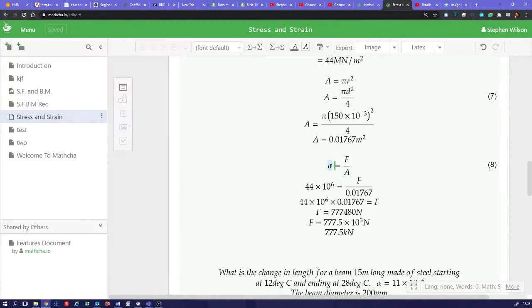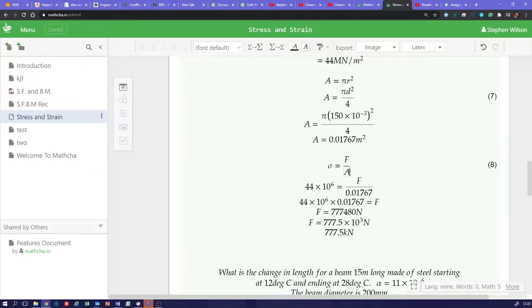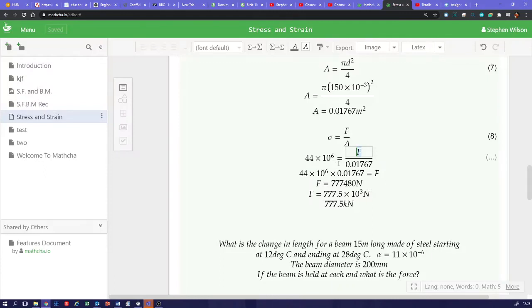So now we know our stress, as we calculated that here. We know our area, and now we can find our force. So we've put our numbers in our equation here, rearranged it here, and that gives us our final answer there. Hopefully that's clear and step by step for you.